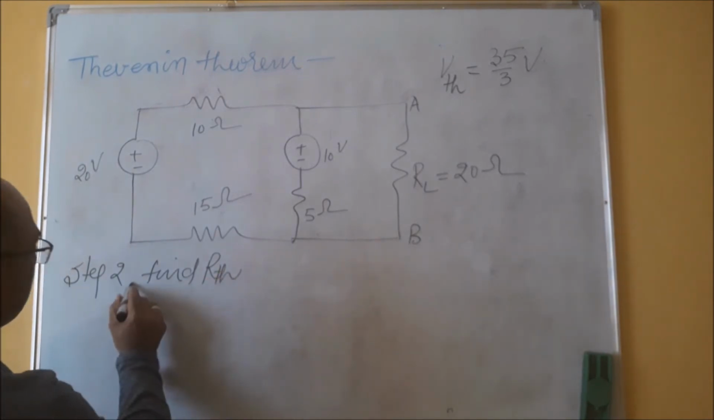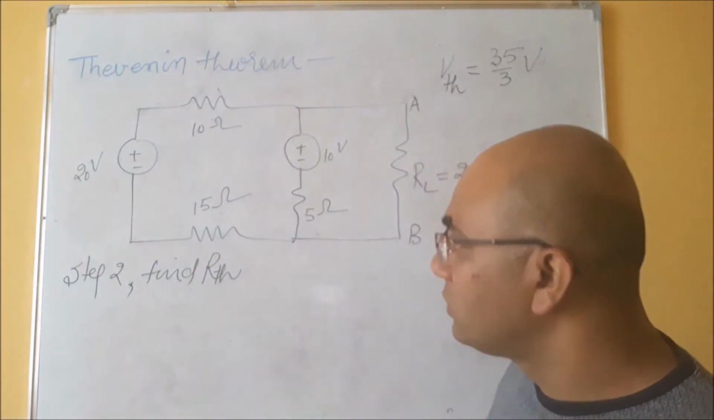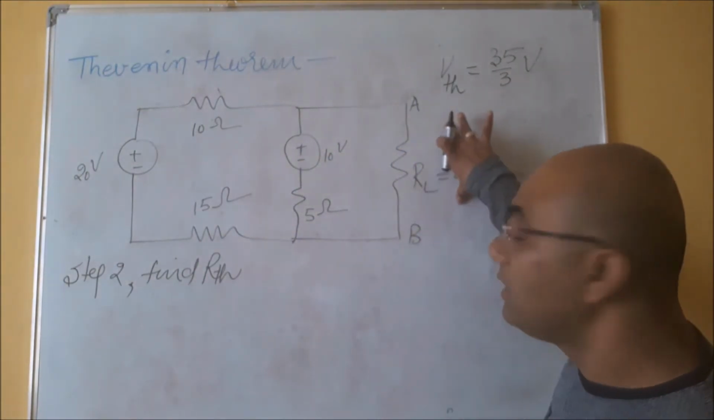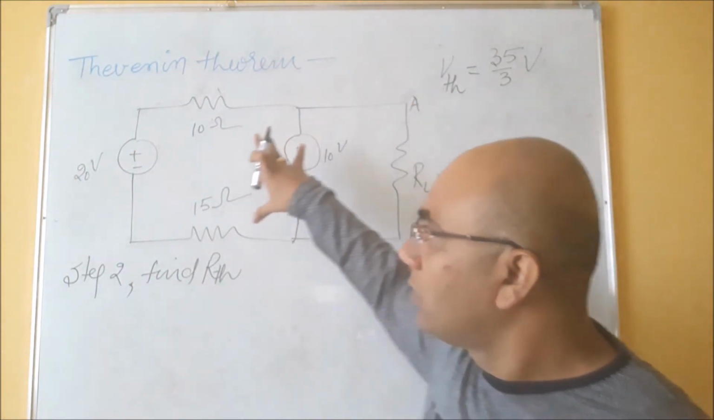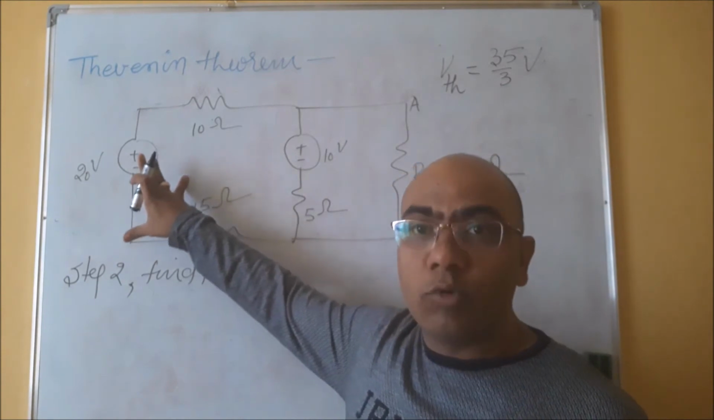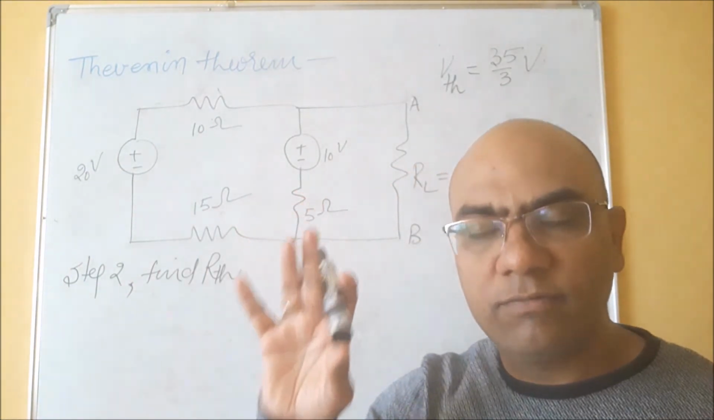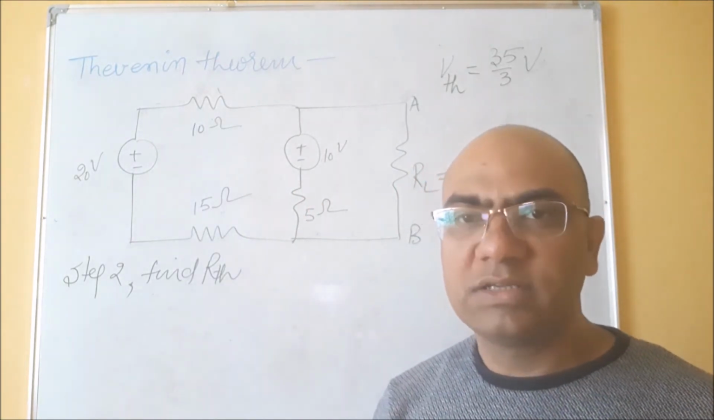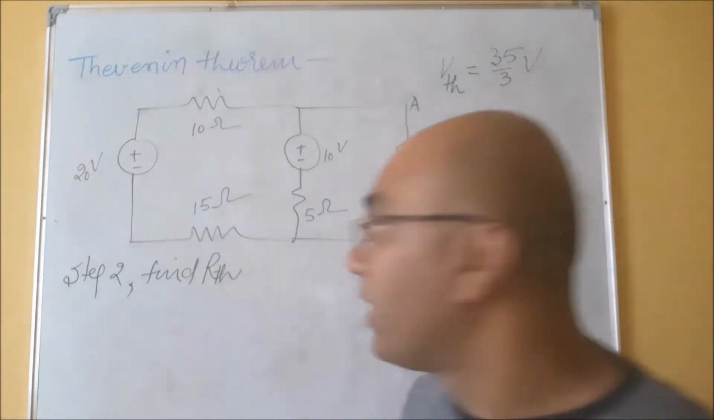The second point is to find RTH. For getting the RTH, the concept is: open the load terminal, open the load branch, and apply that if a voltage source is available, short it, and if a current source is available, open it. Then, for the equivalent circuit, find the value of resistance across the load branch.